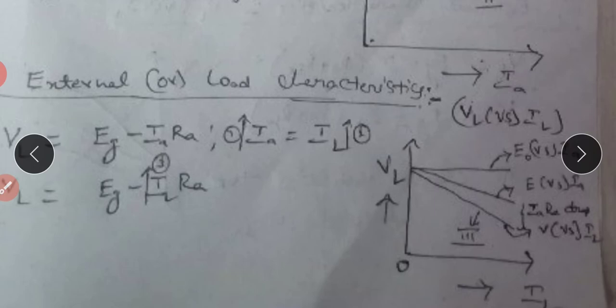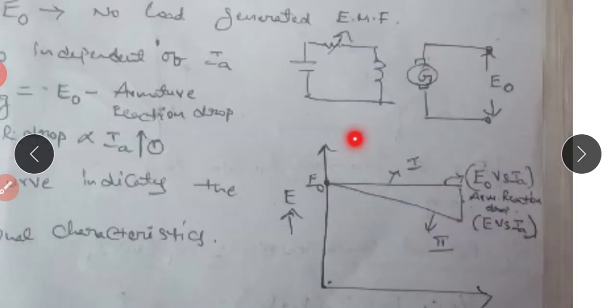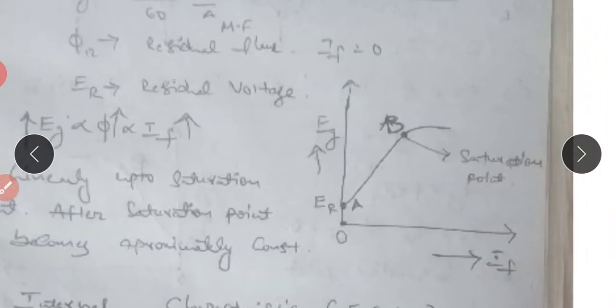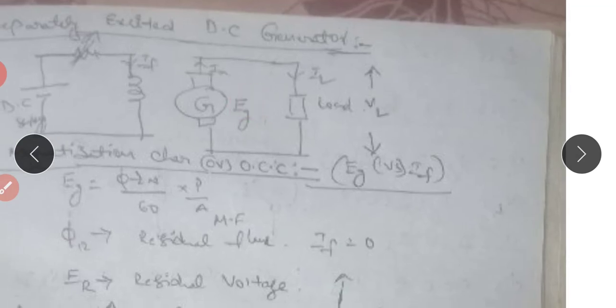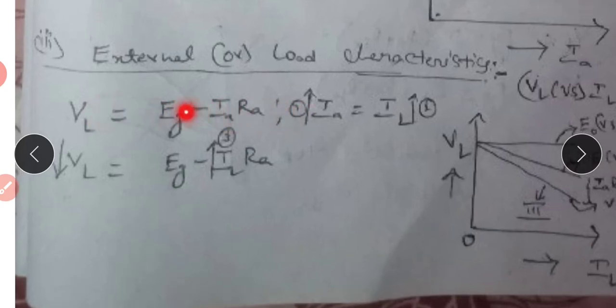The graph between VL versus IL is called external characteristics or load characteristics. So by using this second curve, the internal characteristics, we can draw the external characteristics. In this case, the voltage equation for load voltage VL: VL equals generated EMF minus armature resistance drop. So VL equals Eg minus Ia into Ra.